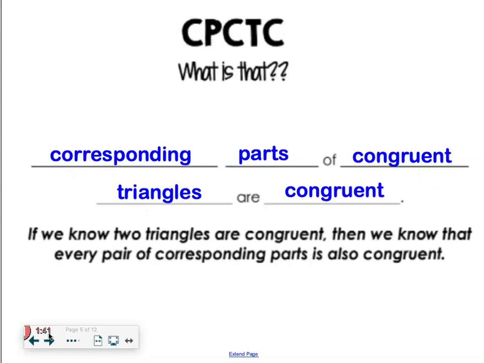And then we have this fun thing called CPCTC. It's just an abbreviation for corresponding parts of congruent triangles are congruent. Meaning the exact same thing we just said. You're going to match the parts that go together, and we know that they're the same. But we just abbreviate it with CPCTC, so you don't have to write all that out.